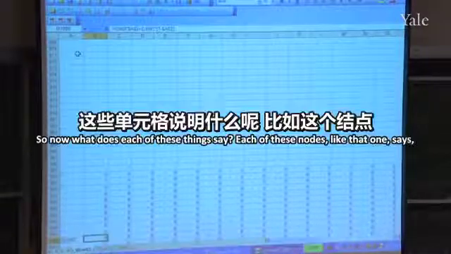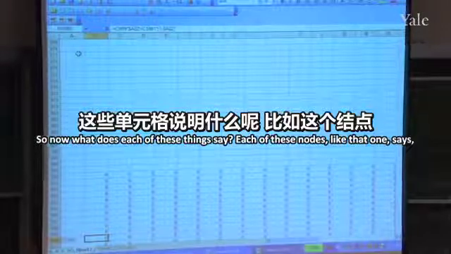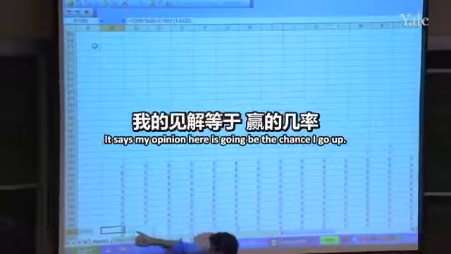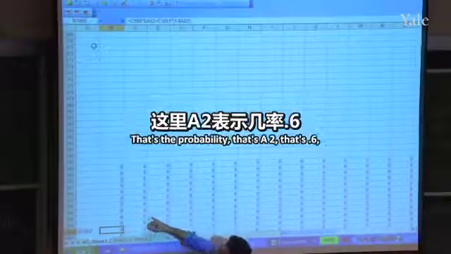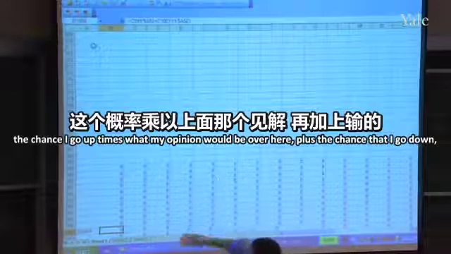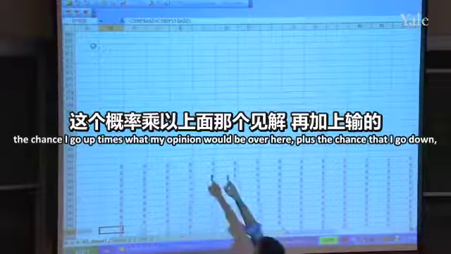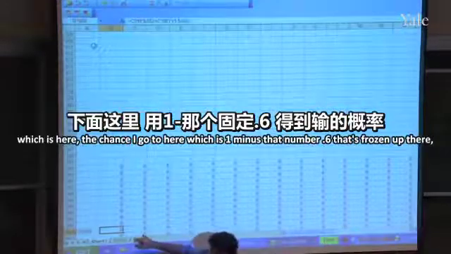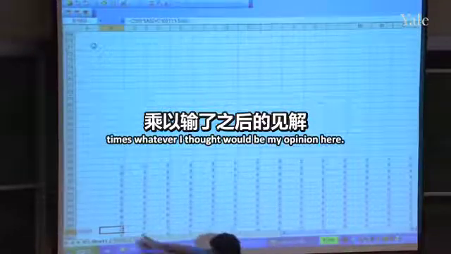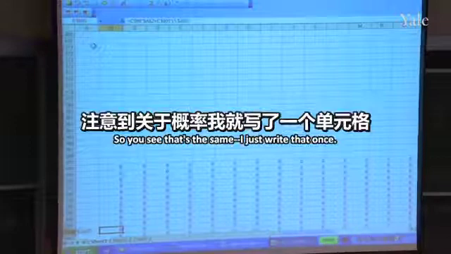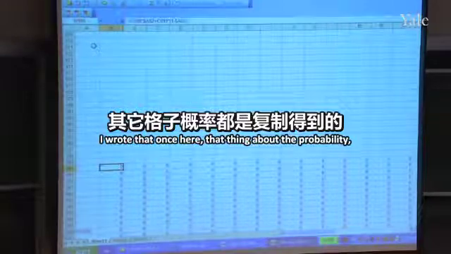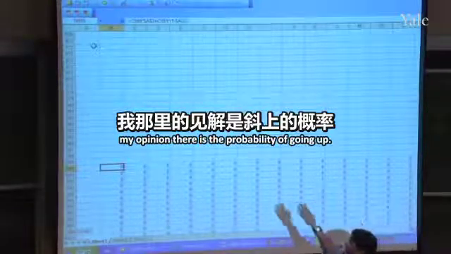So now what does each of these things say? Each of these nodes, like that one, says, if I can read it, this is my opinion of winning the World Series. It says my opinion here is going to be the chance I go up, that's the probability, that's A2, that's 0.6, times what my opinion would be over here, plus the chance that I go down, which is 1 minus that number 0.6 that's frozen up there, times whatever I thought would be my opinion here. So you see that's the same. I just write that once. My opinion there is the probability of going up.